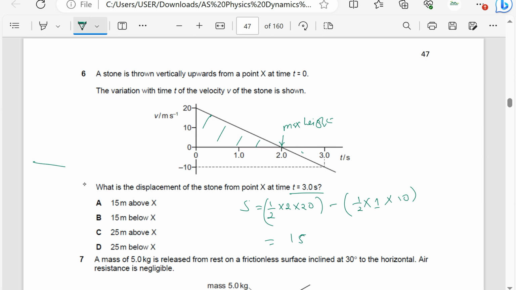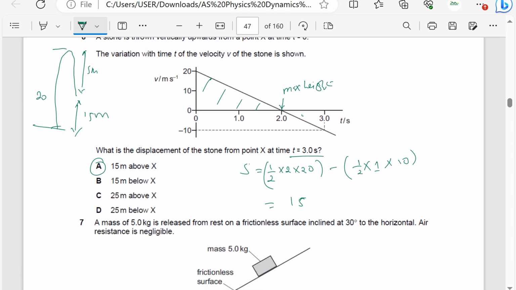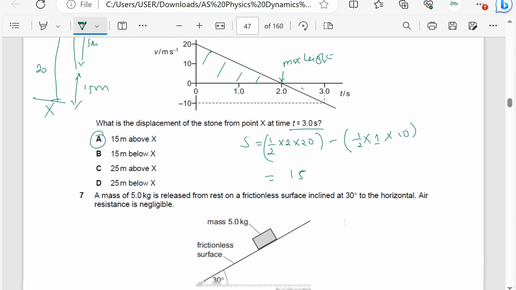So if this is the point X, it is projected upwards and it comes back. Going upwards is 20, and it has fallen downwards 5 meters. So it is still this distance here above X, which is 15 meters. So it is 15 meters above the point of projection X.